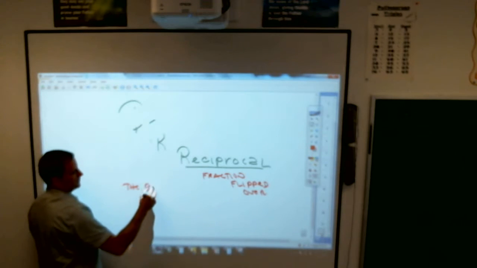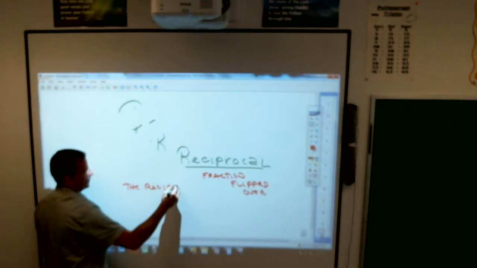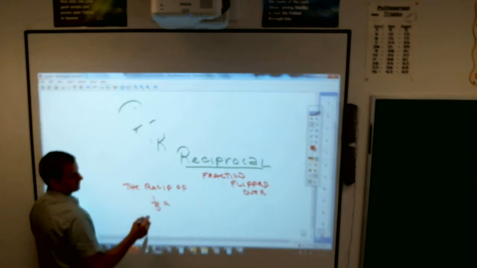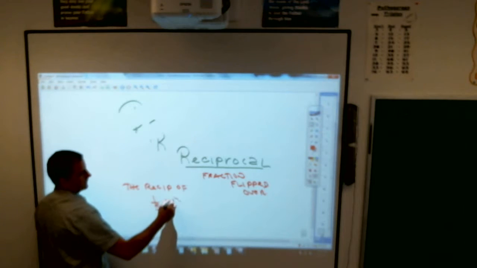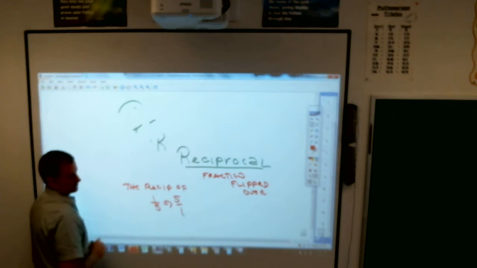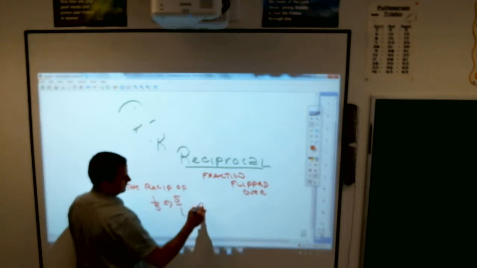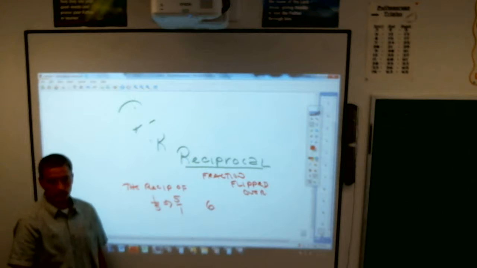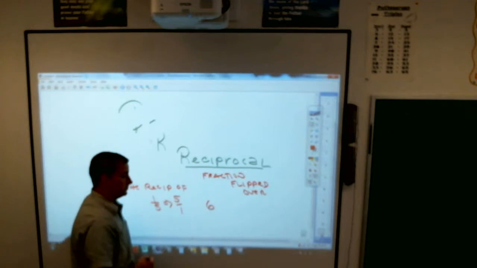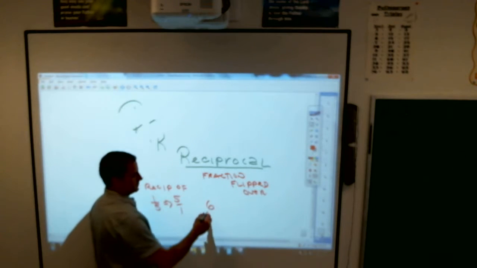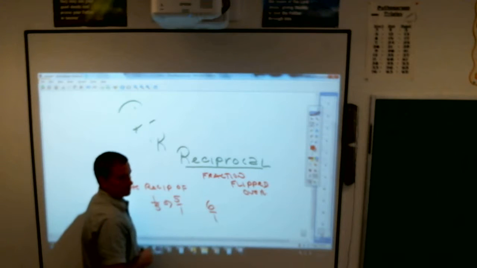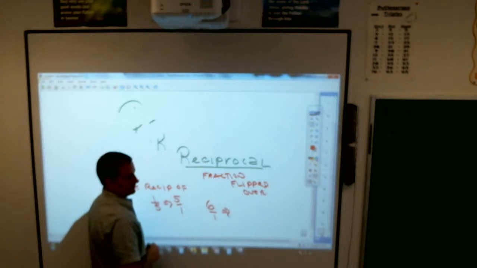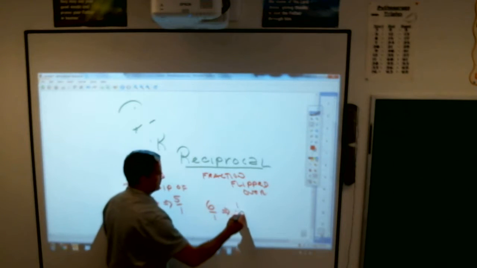The reciprocal of 1/5 is 5/1. What is the reciprocal of 6? The reciprocal of 6... 6/1? No, that's what 6 is, 6/1. The reciprocal of 6 is, flip them over, what do you get? 1/6. 1/6.